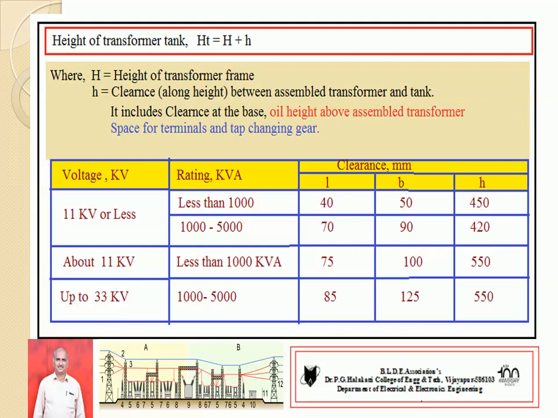Hence, the standard values of clearances lengthwise, widthwise, and heightwise depend upon the kVA rating and kV rating of the transformer. Example: for 11 kV and less than 1000 kVA, L should be 40, B should be 50, H should be 450. All dimensions are in millimeters. As per the rating of the transformer, if data are required, we have to select from this table. Hence, try to practice this table for your solutions to the third type of problems.